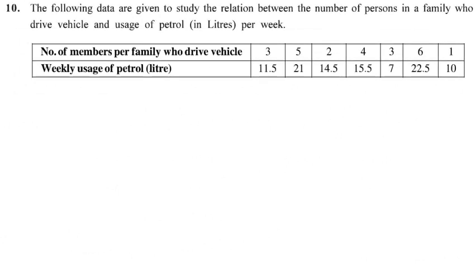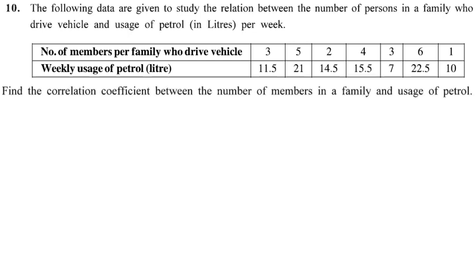The 10th question gives us some small but decimal values. The number of members per family can't be in decimals, but the weekly usage of petrol in liters is in decimals. The number of family members is very small, 1, 2, 3, 4, 5, 6, 7, something like that, while the weekly usage of petrol in liters is in decimals. Whenever we get a decimal value, forget about the x bar y bar method, use uv compulsorily.